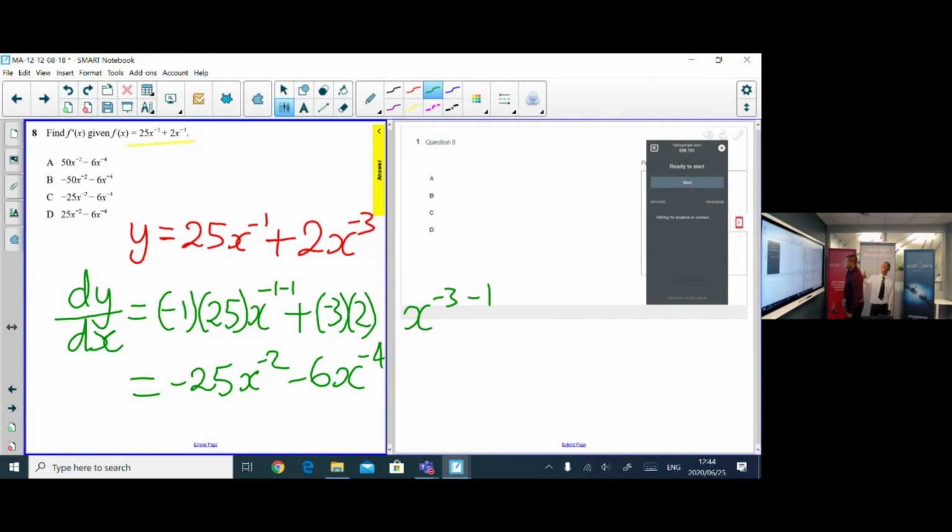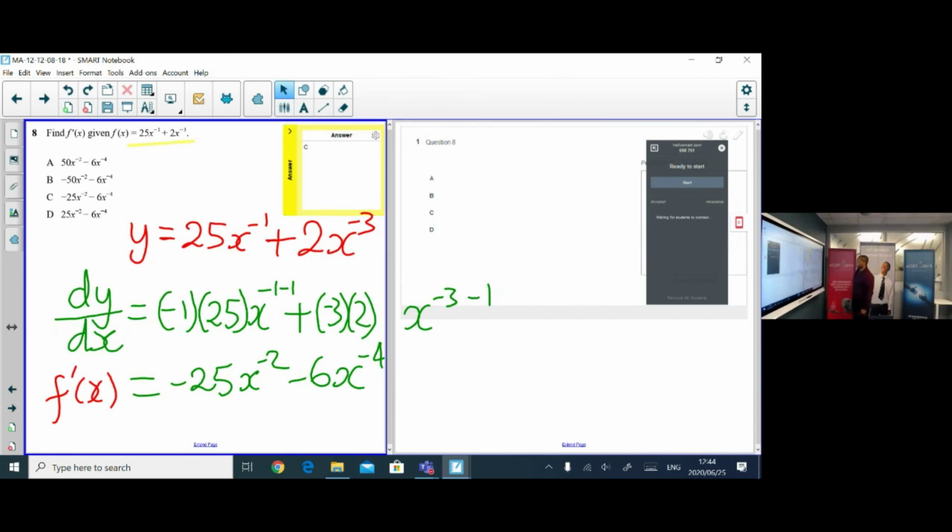So this will be your dy/dx, and the same dy/dx is also your first derivative, or f prime of x. So what is our solution? What option was it? Number C. So yes, number C, as shown.